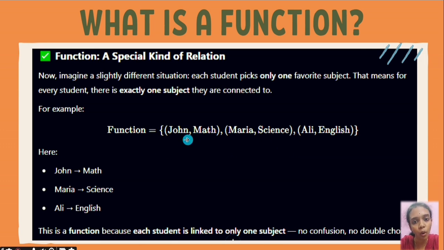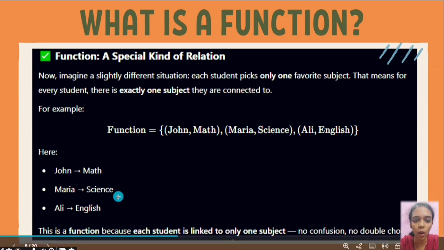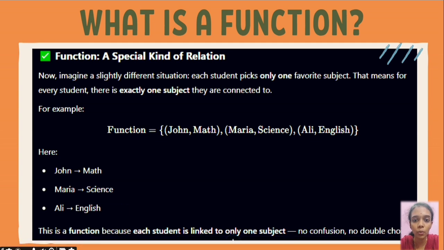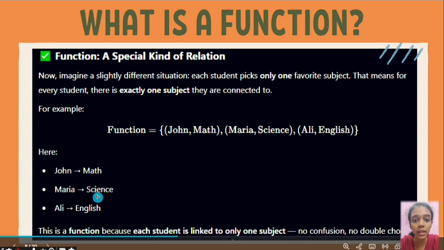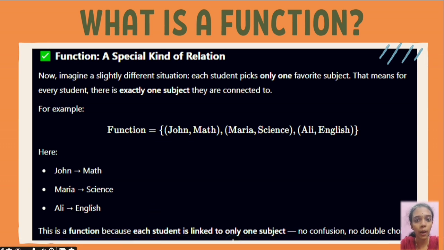That is, John's favorite is mathematics, Maria's is science, and Ali's favorite is English. So this is a function since each student is linked to just one subject. Suppose if any student is connected to more than one subject, then it will not be considered as a function, but it's still a relation. I think you all are now clear about what relations and functions are.